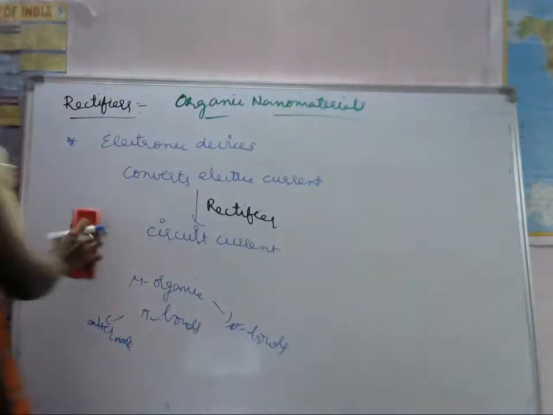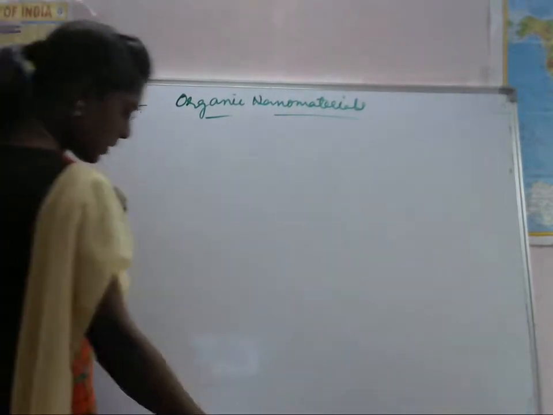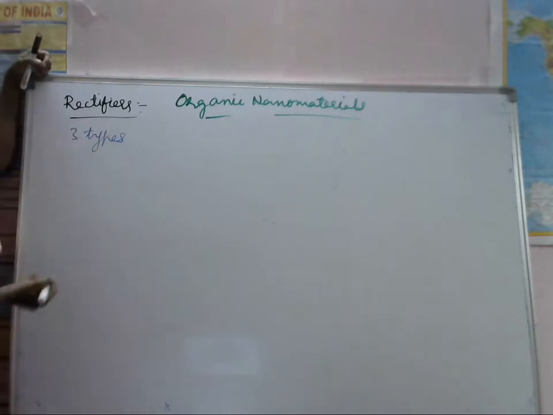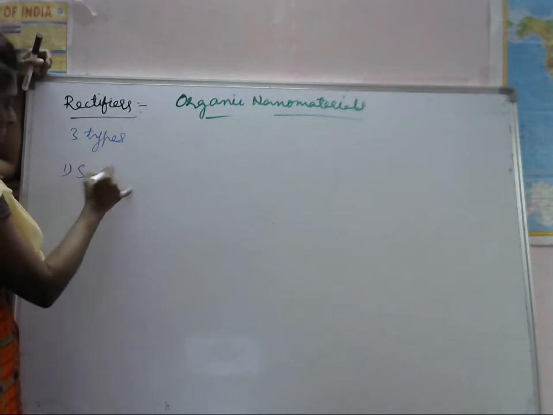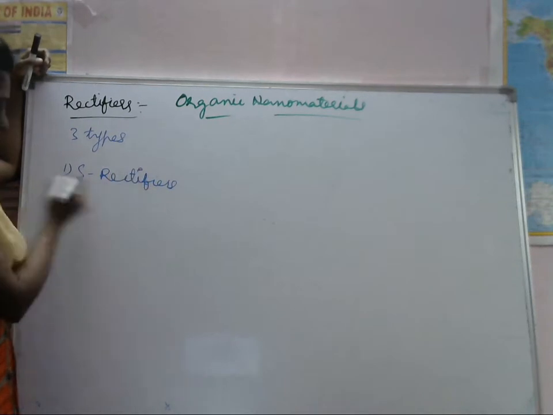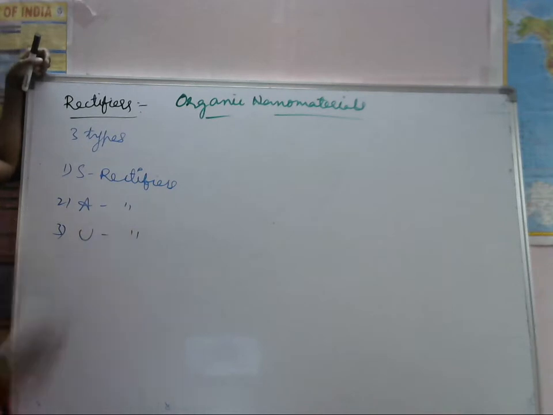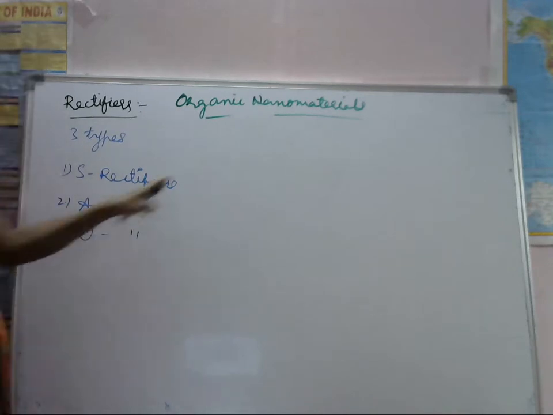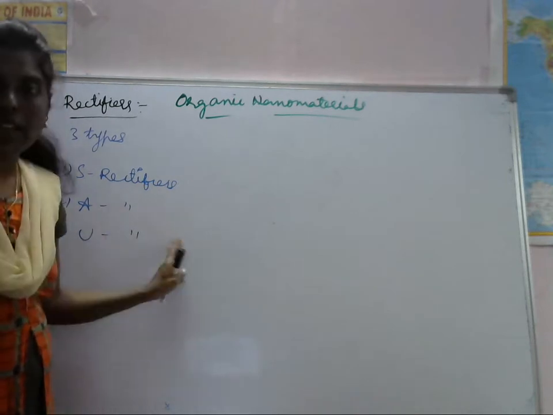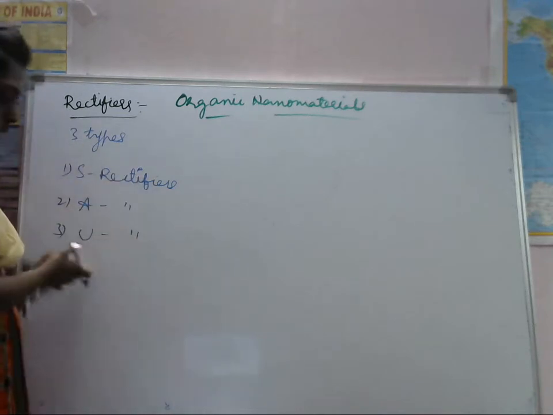Next, let's see the types of rectifiers. There are three types of rectifiers: the first is S rectifiers, the second is A rectifiers, and the third is U rectifiers. So there are totally three types, which are S rectifier, A rectifier and U rectifier. Let's see one by one.